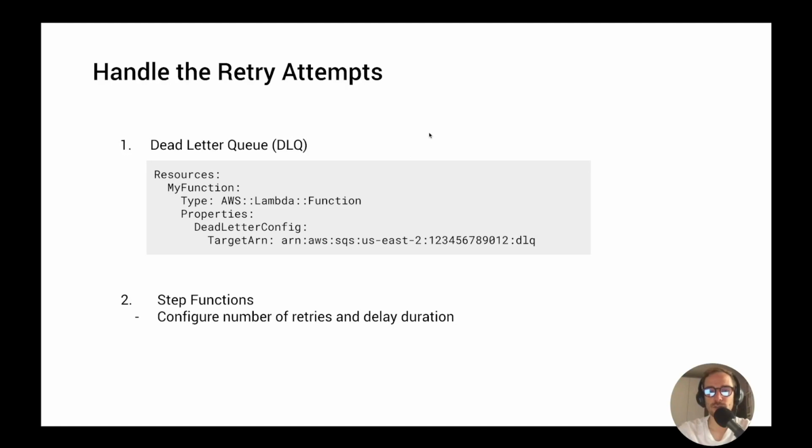Okay, that's all for the AWS Lambda retry attempts. I personally prefer the dead letter queue method because it's easier to configure, and it gives you good flexibility because you can choose between different destinations such as SQS, SNS, and also EventBridge.